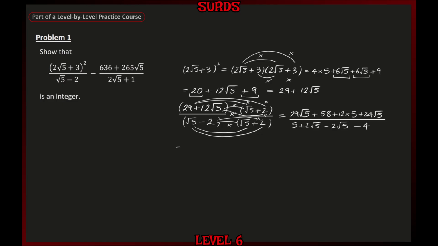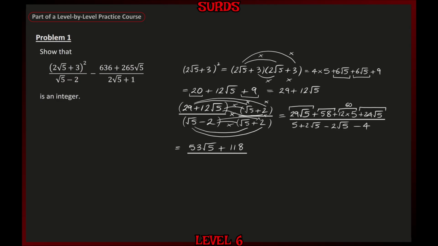So looking at the numerator, we know that we have 29 root 5, and we can add to that 24 root 5. And this gives us 53 root 5. We also have 12 times 5, which is 60. And if we add that 60 to the 58, we have 118. So we have a plus 118.